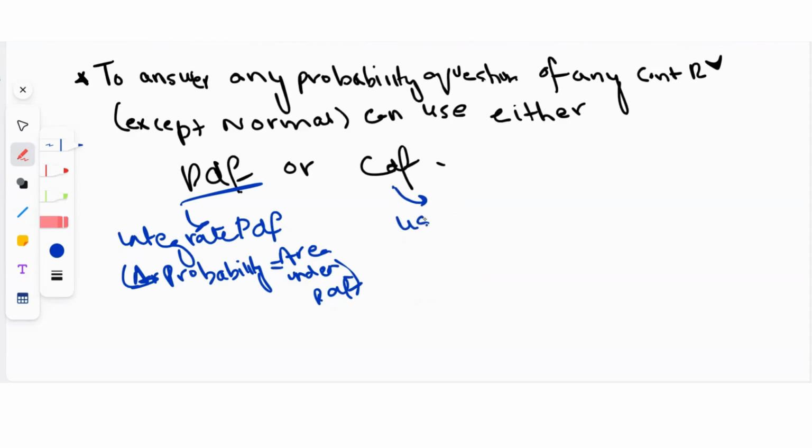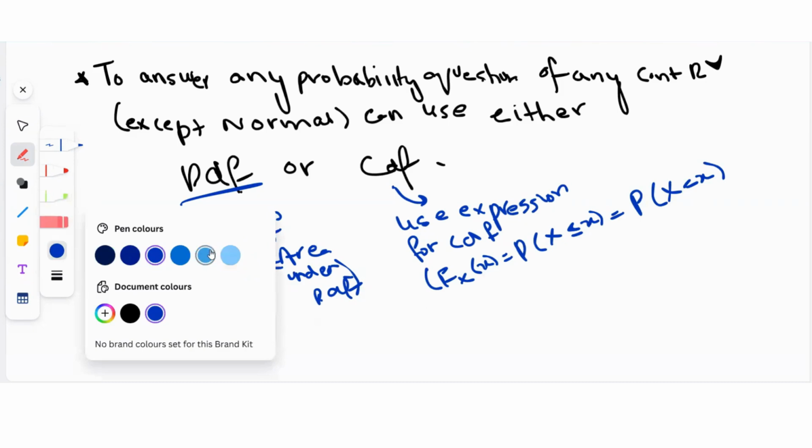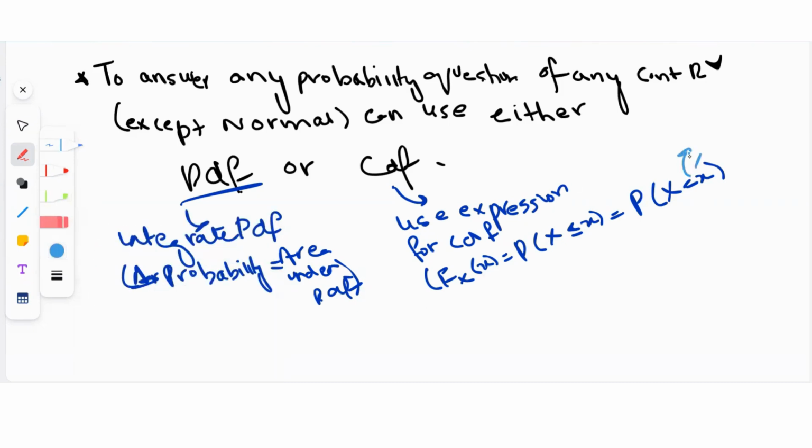Or instead of integrating the PDF, we can use the expression for the CDF. We know F_X(x), which is the CDF of X, is defined as the probability X is less than or equal to x, which in the case of a continuous random variable is the same as the probability X is less than x, because we know for a continuous random variable the equal to sign does not matter.